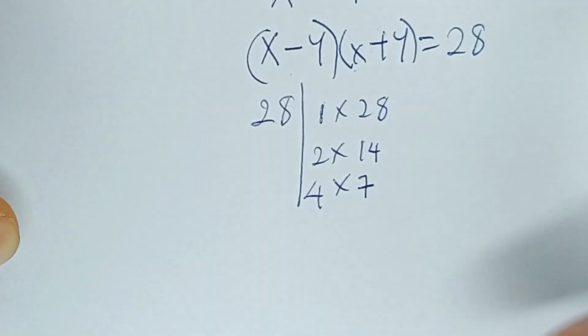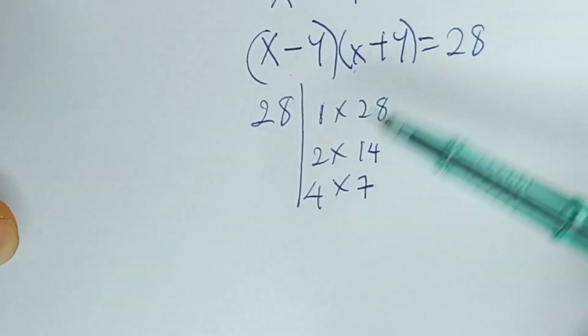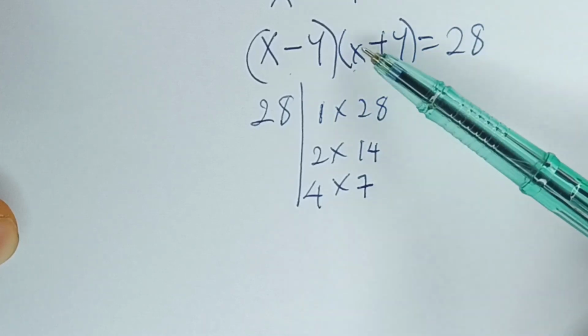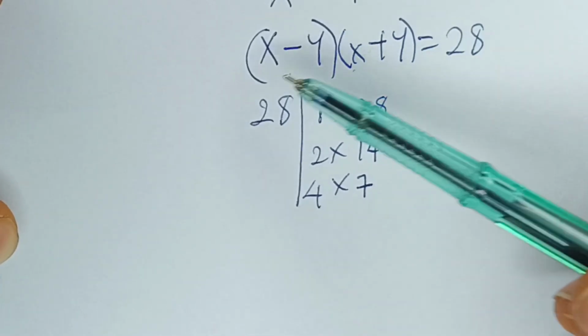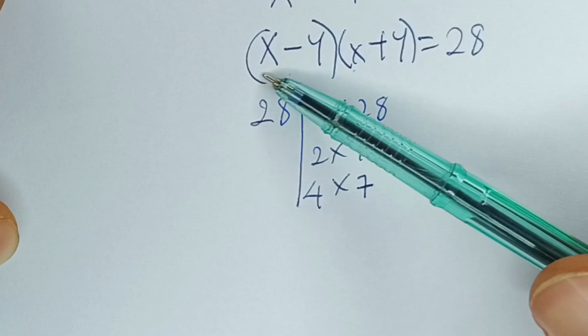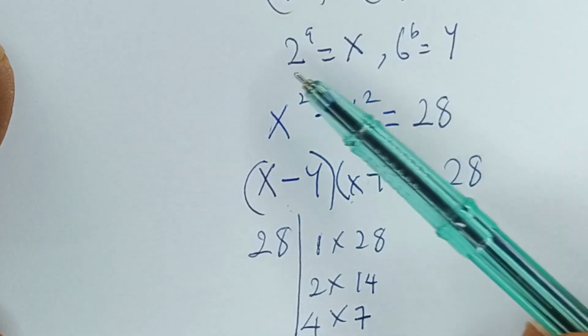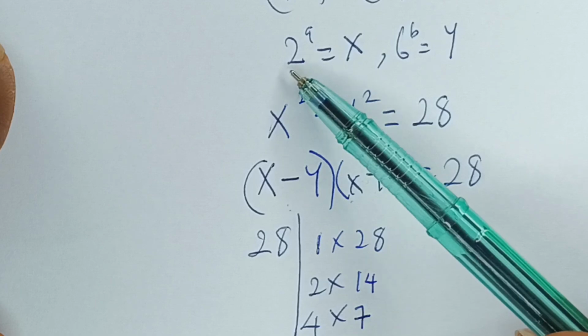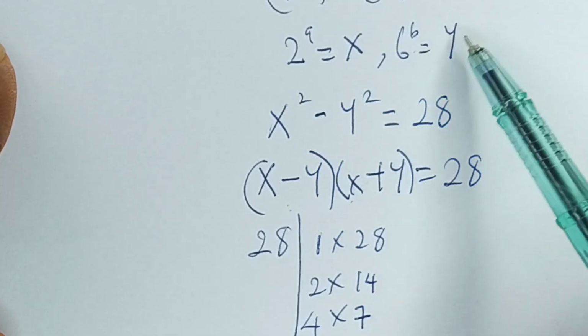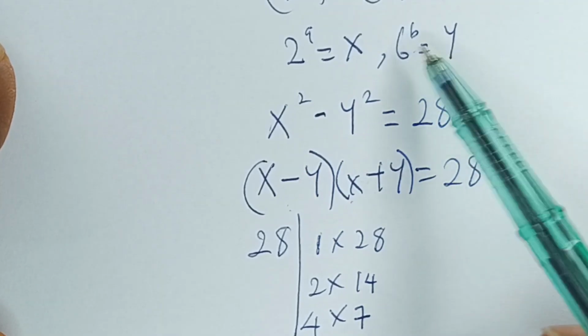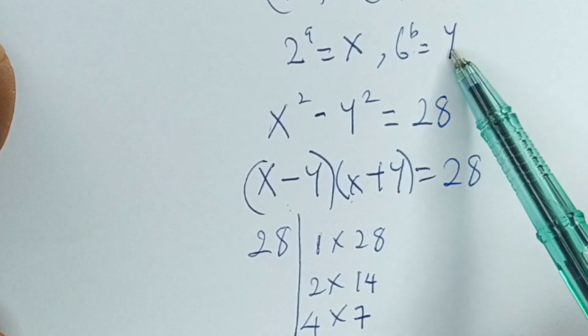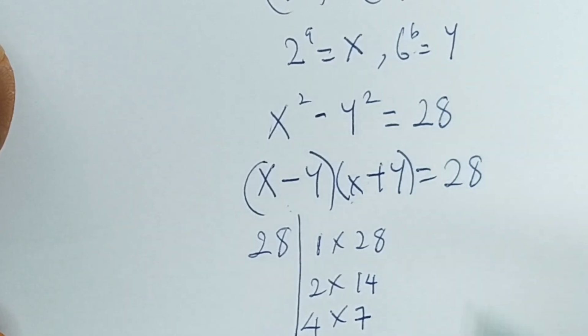Just to make our work easier and to give us a real number, we need multiples that, when we equate them to this and this and we solve, we can get the number for x that is whole. Since x is 2 raised to the power a, we need a number that can be expressed in base 2, and then for 6 raised to the power b, we need a number that can be expressed as an exponent of 6 for y. Let me use that and let's see if it makes sense.